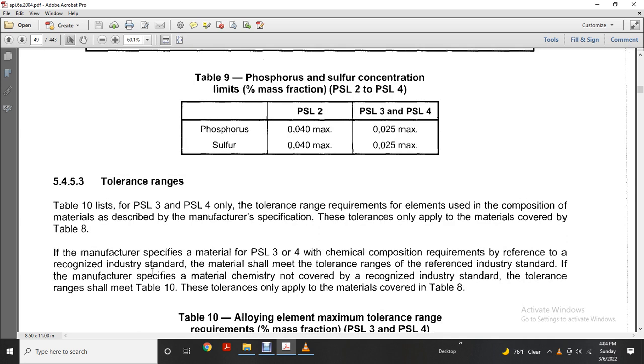Table 10 products are for level 3 and 4 only, with the tolerance range requirement of the elements of the composition of the material described in the manufacturer specification. The tolerance only applies to the materials covered in Table 8, with the manufacturer specified material of the products for level 3 and 4.